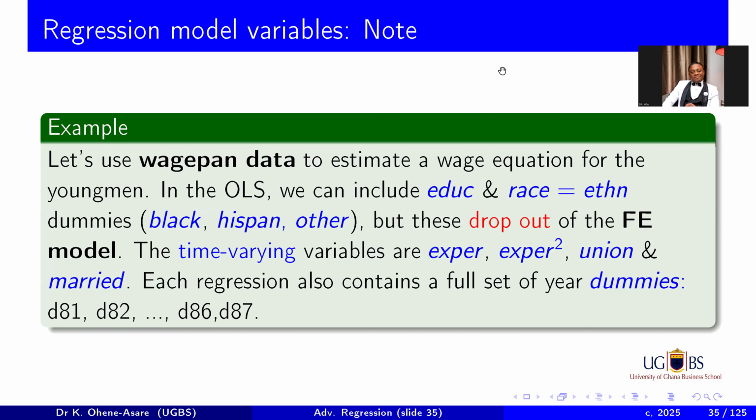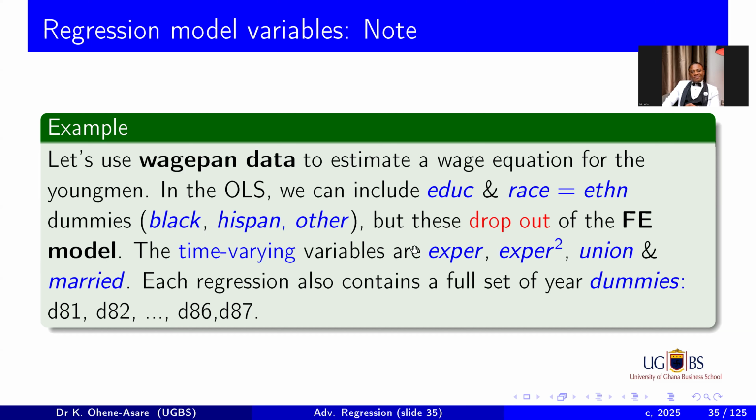So we are going to go back to our model, and then in our wage band, we're going to estimate the wage equation for the young men. We are going to apply OLS as if there's no time. And therefore, we're going to include education and race, all of them. But when we get to the fixed effect, we'll drop them from the model, because fixed effect will assume that they are all fixed, especially the dummies.